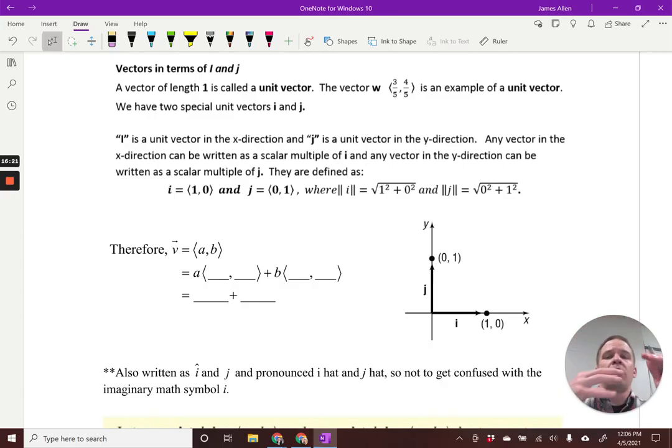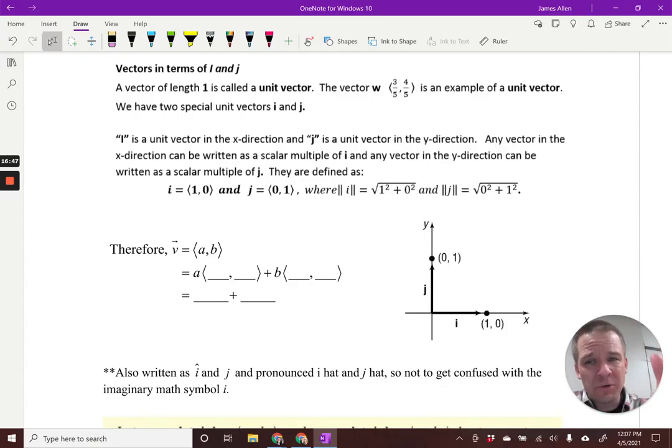All right. So we can also write vectors in terms of i and j. I not being the imaginary i. Something different. Okay. So first off, a vector with length 1 is called a unit vector. So for example, vector W being 3/5, comma 4/5 is an example of a unit vector. If we were to find the magnitude of that vector, it would be equal to 1. That's considered a unit vector.